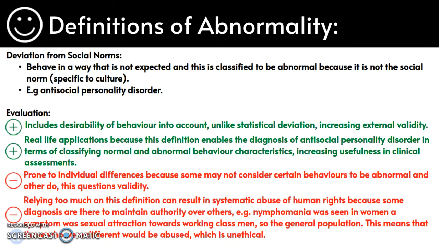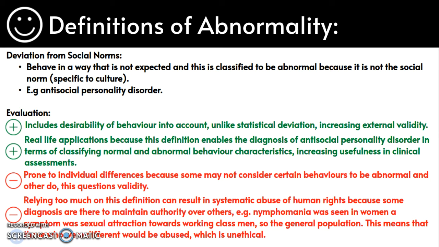Another definition of abnormality is deviation from social norms, and this is when you behave in a way that is not expected, and this is considered to be abnormal because it's not the social norm. Social norms can be specific to culture. An example is antisocial personality disorder, and this is basically when you're extremely angry, selfish, aggressive, and irresponsible, impulsive, and you fail to conform to ethical behavior.